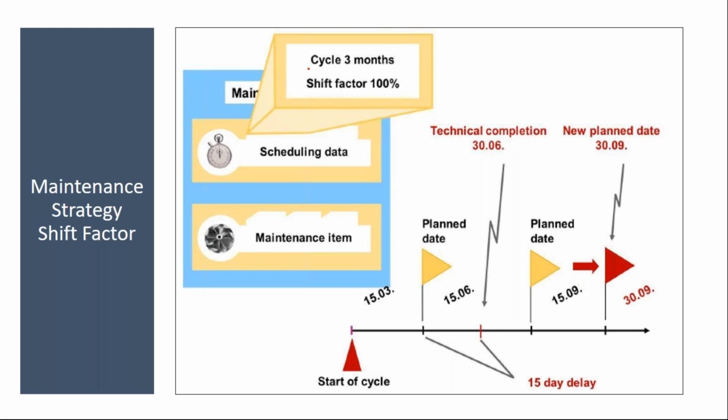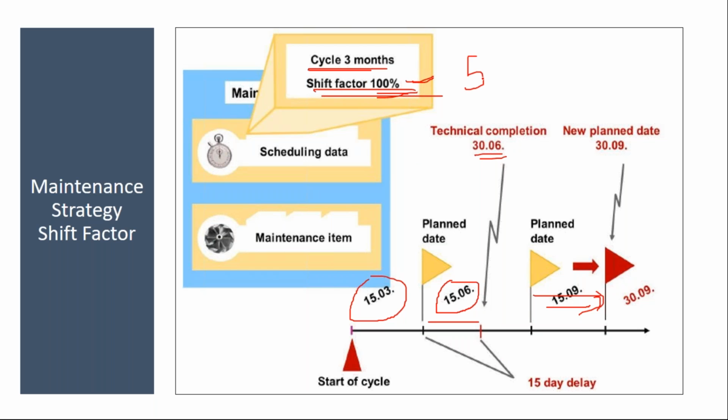Okay, suppose your cycle time is 3 months. Okay, 90 days. Now your shift factor is 100%. Now you started your preventive maintenance on the 15th of March. So 3 months, your cycle time is 3 months. So next preventive maintenance is due on 15th of June. But due to various reasons, it got delayed by 15 days, 15-day delay. So you did the maintenance on 30th of June. Now, as the shift factor is 100%, your next order also will get delayed by 15 days. System automatically shifts the next order by 15 days because the shift factor is 100%.